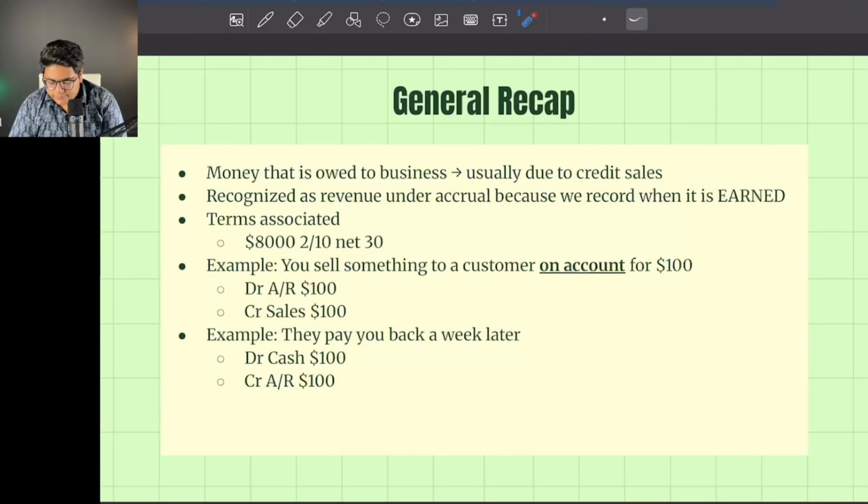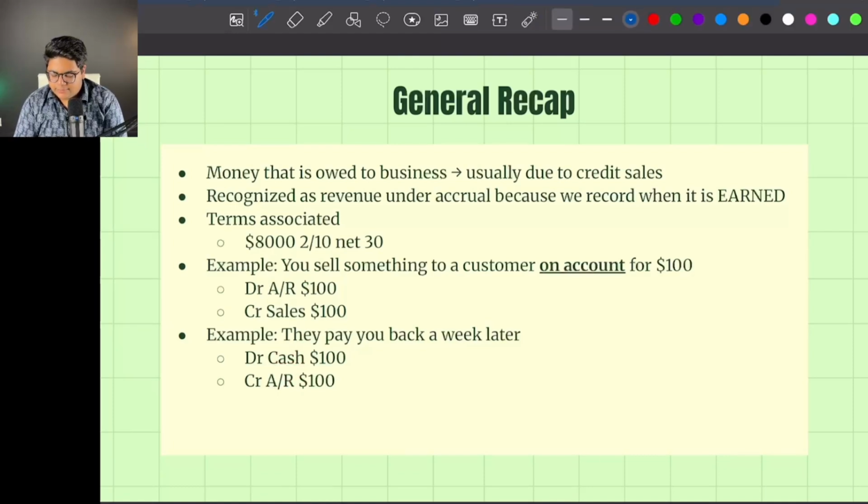This is your accounts receivable, and you are increasing your sales by $100. Let's say they pay you back a week later. Ignore this, it doesn't apply here. They just pay you back. In this case, you would increase your cash and you would decrease your receivable. You're decreasing your receivable because you've received it already. It's taken care of. Your cash is now increasing.